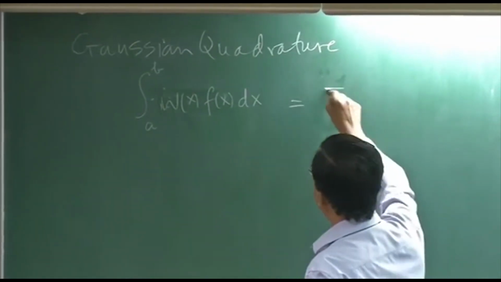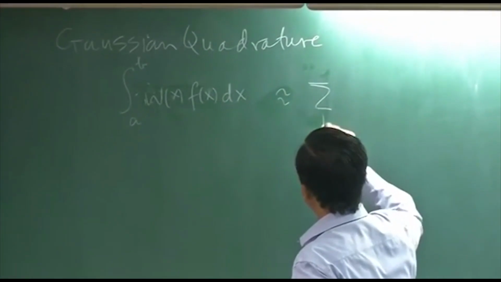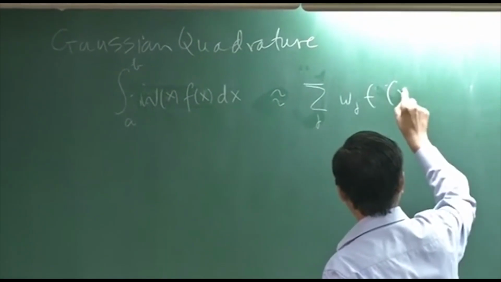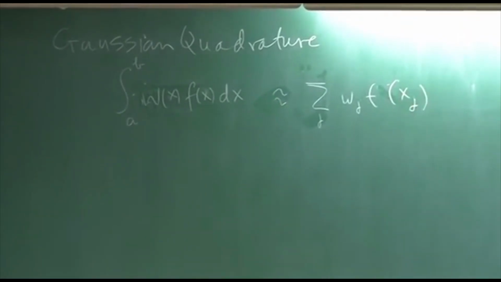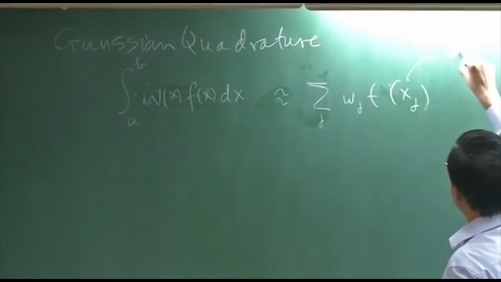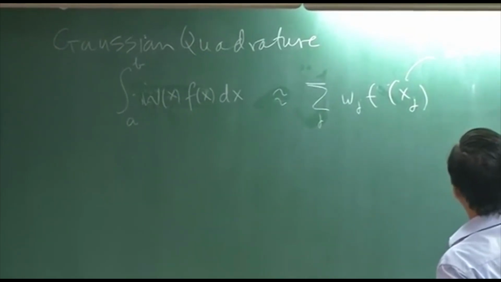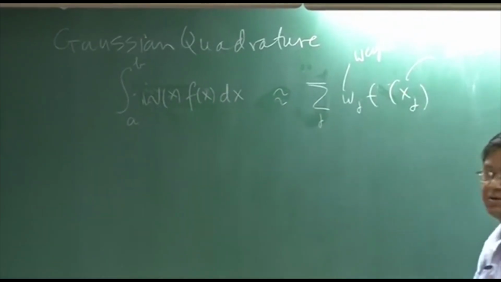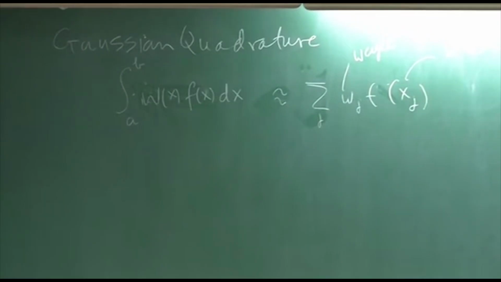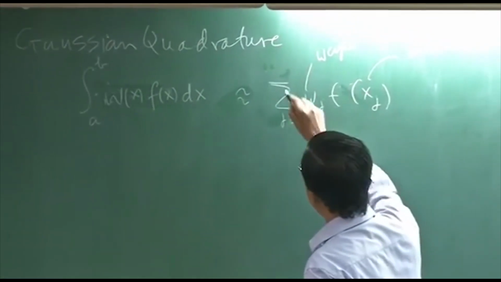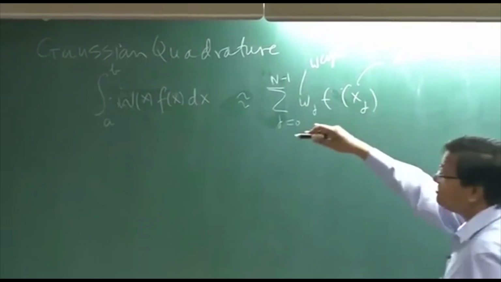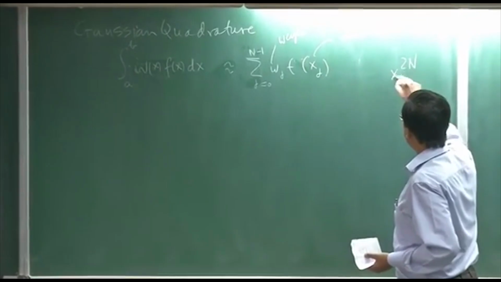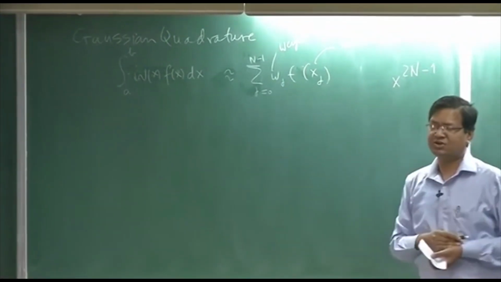So this is approximate, of course: the sum over j of w_j f(x_j). We have to choose points. These are abscissas, and this is called the weight. If you choose your abscissas properly, then you can get a very good answer. If I have n points, 0 to n minus 1, in this scheme you can get accuracy up to polynomials whose highest power is 2n minus 1.